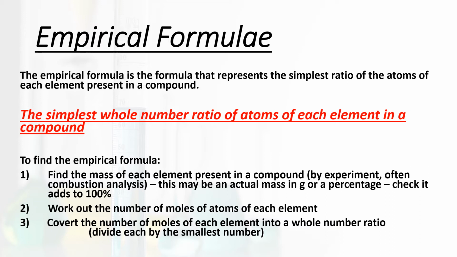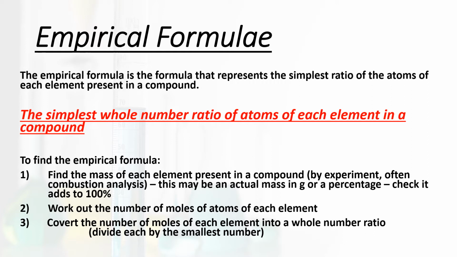The key thing is that if it's a percentage, or even if it's a mass, make sure that it adds up to 100% of what the compound should be. So if you're given percentages, and the percentages don't add up to 100, the remainder will be oxygen. So if it's 50% carbon, 25% hydrogen, obviously it must add up to 100%, and so the other 25% must be oxygen. Likewise, if you're given a mass of a compound, say it's 4 grams, and you're told it's 2 grams of carbon, 1 gram of hydrogen, because it has to add up to 4 grams, the other gram must be oxygen. So once we've found the mass of each element, we're going to work out the number of moles of atoms of each element.